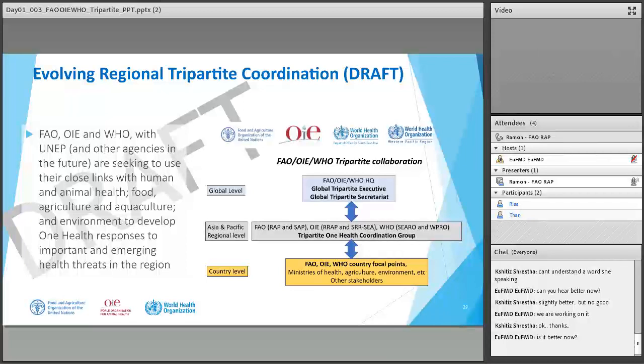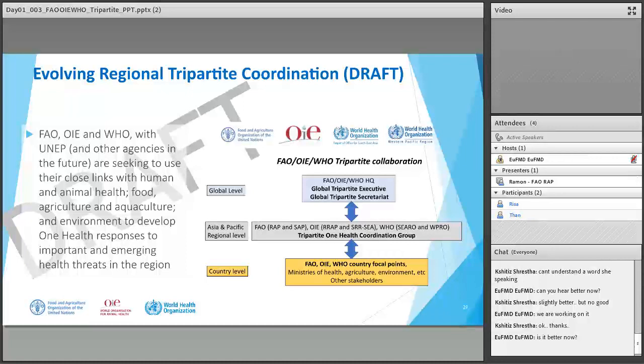And in our region, in the Asia Pacific, FAO, OIE, and WHO are establishing a tripartite regional coordination group. Actually, we already established it, but the formalization is a bit pending. We also have country-level focal points. Together, we work on One Health related issues. It's not limited to the tripartite; we also engage from time to time the UN Environment Programme, UNEP, as well as other agencies if needed.